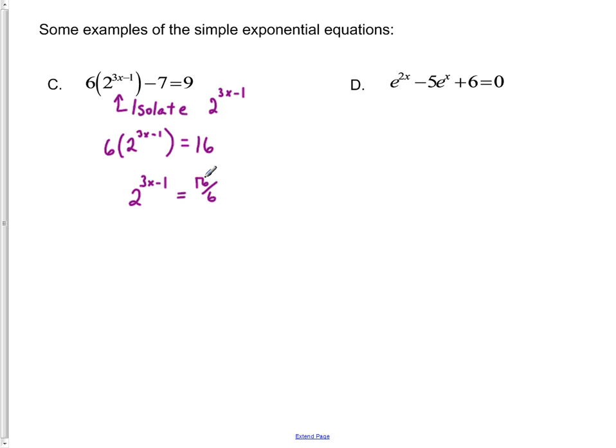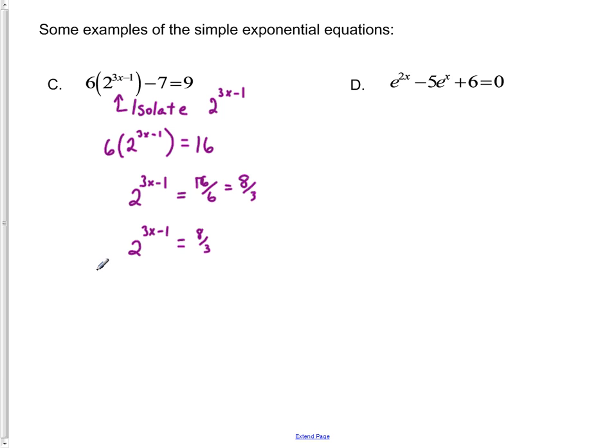Now, you should take a few moments right here. We've got to reduce this. 16 and 6, both divisible by 2, is really the same thing as saying 8/3. That's what we want. Always, always, always simplify your fractions. Okay, so now we've got this equation: 2 to the 3x minus 1 is equal to 8/3.